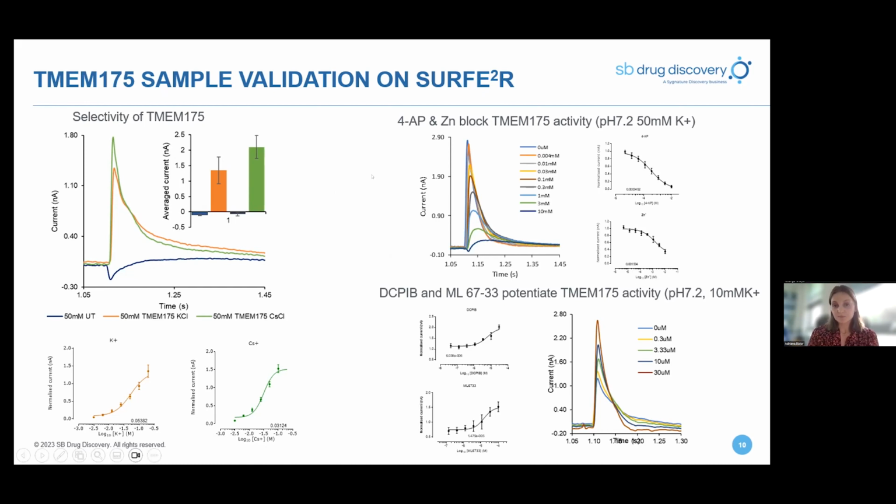And then again, just as principle, we tested known blockers and activators on our sample made here in SB, and we did a concentration response curve for AP, and this is just a graph representing what it looks like on SURFE2R as well. And we also performed some zinc block as well, which was also pretty successful. Then, of course, we also wanted to test some activators, and the preferred one and known for TMEM175 is DCPIB. And you can see a nice concentration response curve. Again, just a graph representing what it looks like on SURFE2R on the currents.